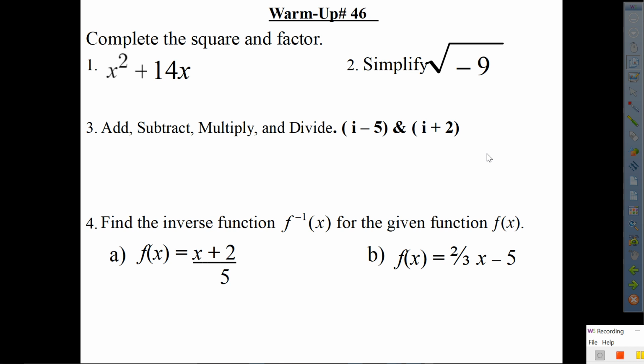All right, well, good morning, everyone. Welcome back to another exciting day in mathematics. How's everybody doing? Good? Yes, Mr. Q. All right, good.